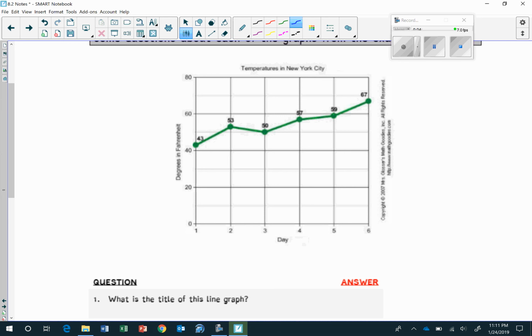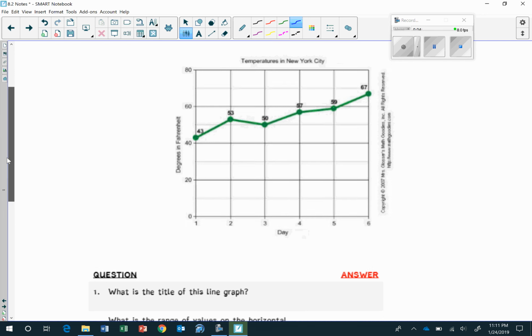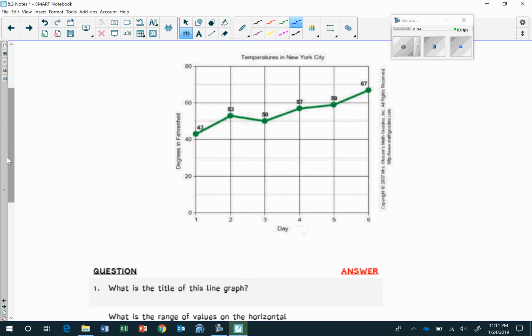So the first question says, what is the title of the graph? So for us, that title for this one's going to be the temperatures in New York City. As you can see, it's just right here across the top. That's going to be our title.